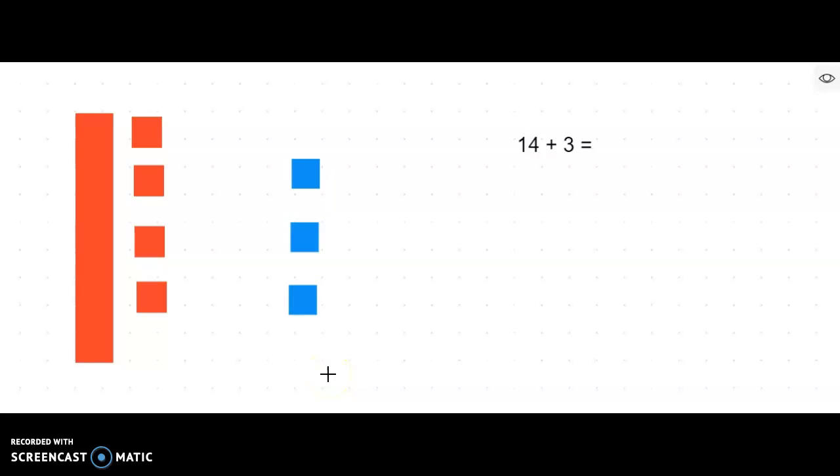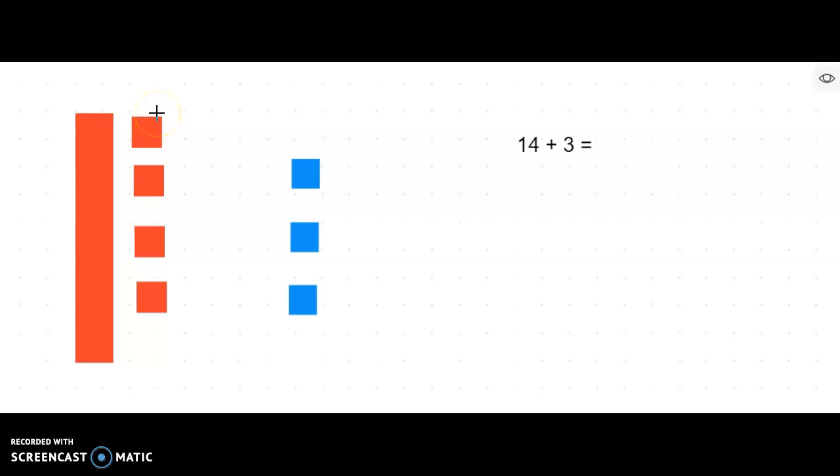Here's my first question for you. Am I adding ones to 14 in 14 plus 3, or am I adding tens to 14? Yep, I'm adding ones to 14. I'm adding 3 ones. So the first thing I'm going to do is add my ones together. So let's do that right now by counting up my ones.